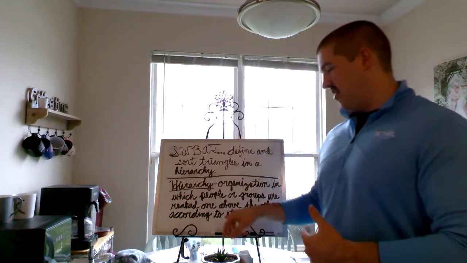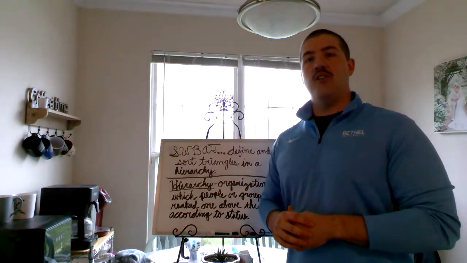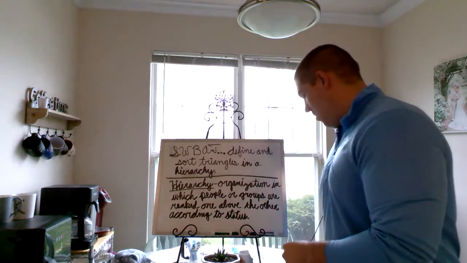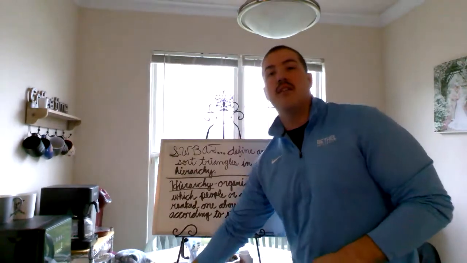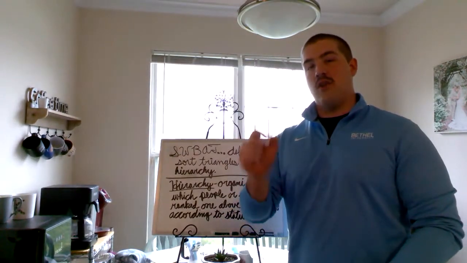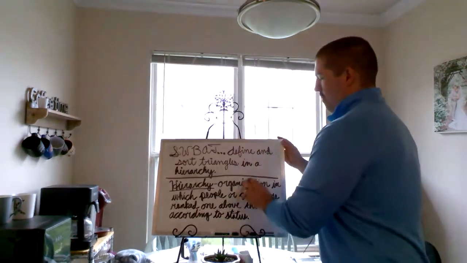What I want you to do is change status to attributes, all right? Because attributes is how we're going to look at triangles. What attributes do they have?